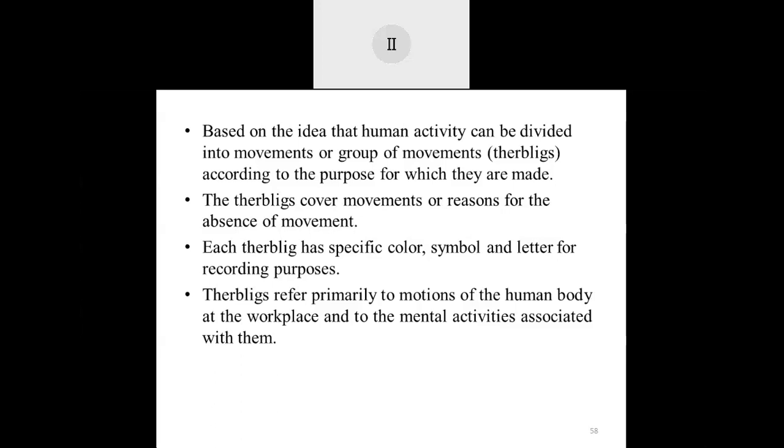The therbligs refer primarily to motions of the human body at the workplace and to the mental activities associated with them. So from that small group of movements or therbligs, it primarily gives you the motion of human body movement, as well as the mental activities related to those movements, which are actually happening in the workplace.